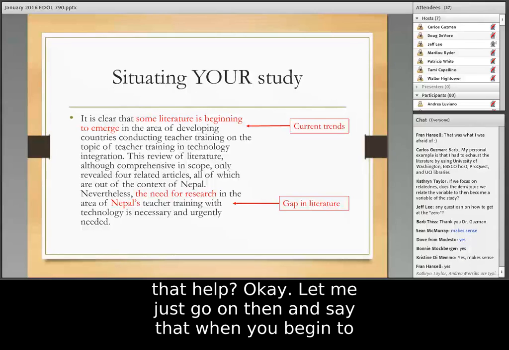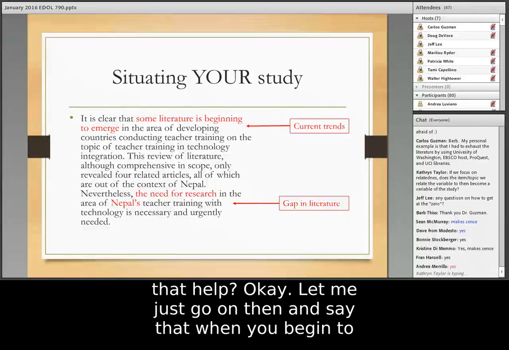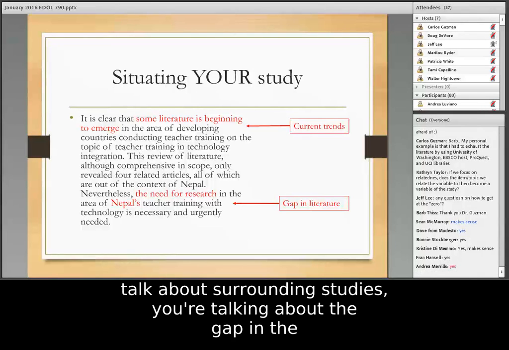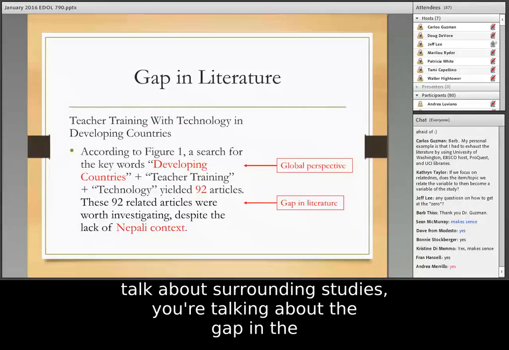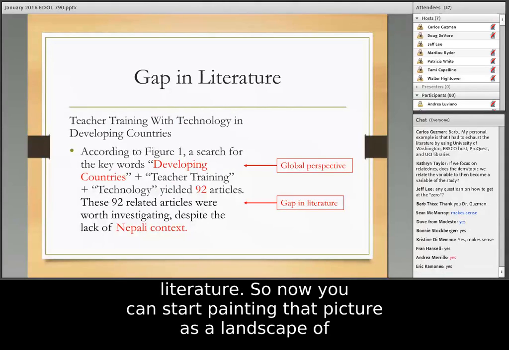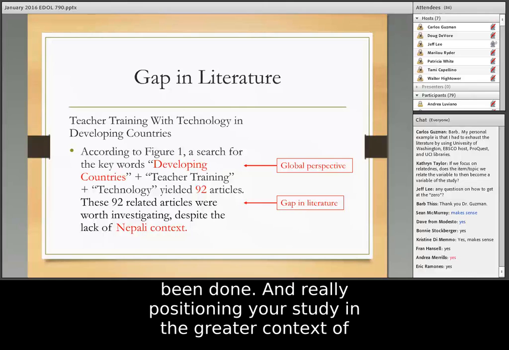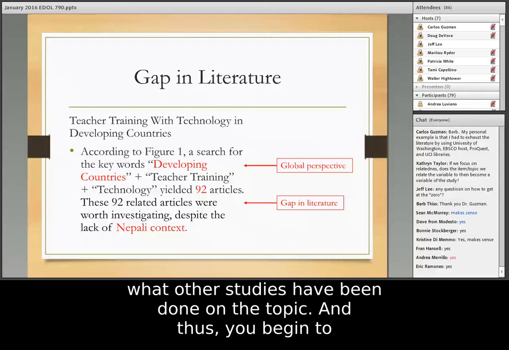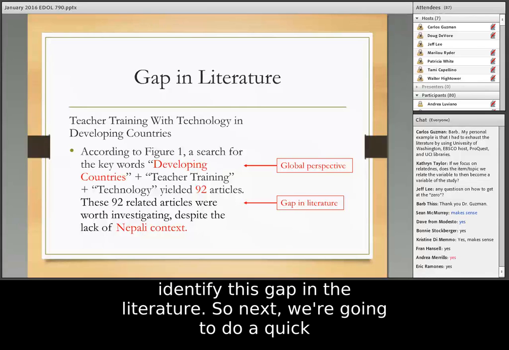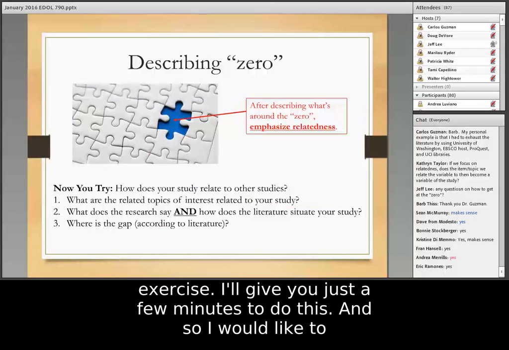Let me just go on then and say that when you begin to talk about surrounding studies, you're talking about the gap in the literature, right? So now you can start painting that picture of the landscape of your study. You can start painting that picture of what studies have been done and really positioning your study in the greater context of what other studies have been done on the topic. And thus, you begin to identify this gap in the literature. Okay, so next, we're going to do a quick exercise.